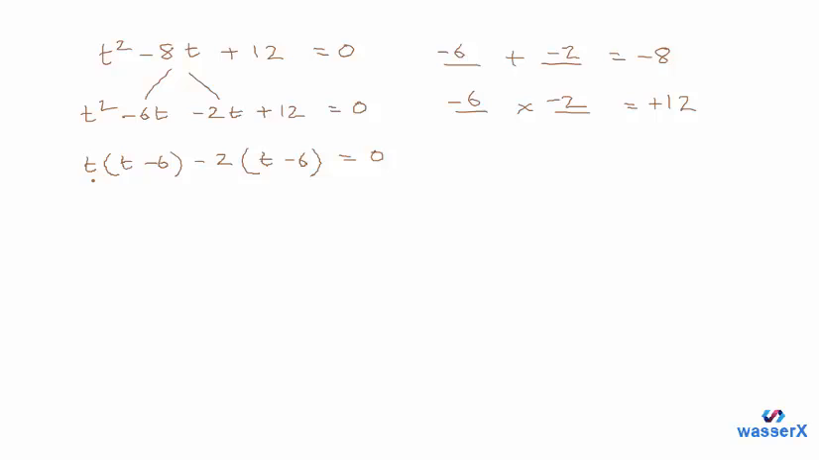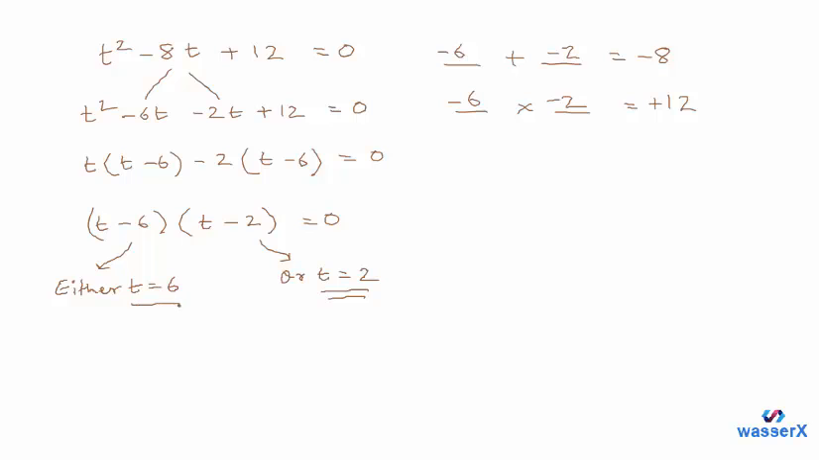t minus 6 is a common factor between these two terms. Take it out as a whole in one single parenthesis, and you're left with a t from the first term and a negative 2 from the second term. There you go. So now we could say either t is equal to 6 or t is equal to 2. These are our two roots for this equation.